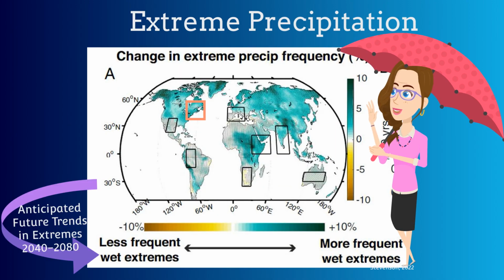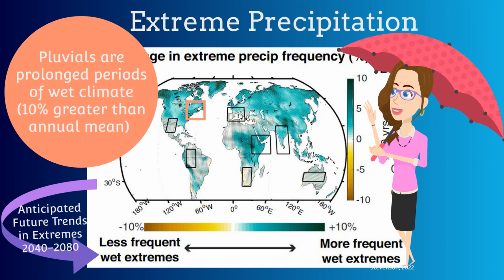The final climate element we want to look at is weather extremes. As you can see from this figure, it's anticipated that not only will the East Coast be getting wetter, but the precipitation is going to come in more extreme events. Sometimes these are called pluvials.